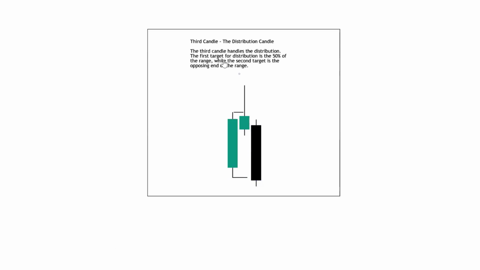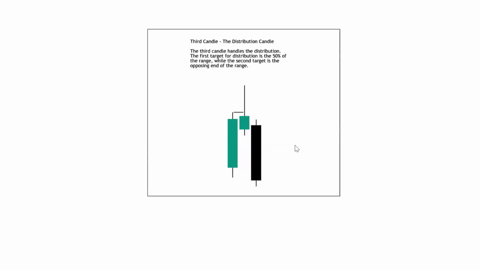Now, the first target for distribution is the 50% of the range, while the second target is the opposing end of the range. So this sell side liquidity we have right here is actually your second take profit, while your first take profit has to be the 50% of the range. Now, if you measure right here, where is the 50% of the range? You can agree with me that here is the 50% of the range, and this is where you could take your first profit, and your second profit could be the low of the range. So I hope this makes sense to you.